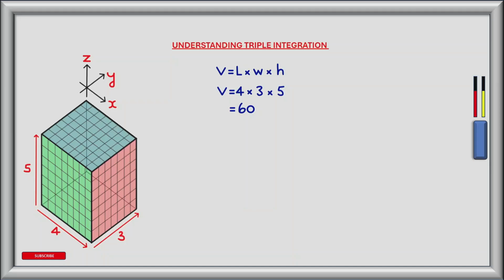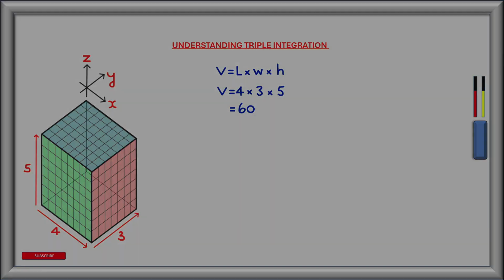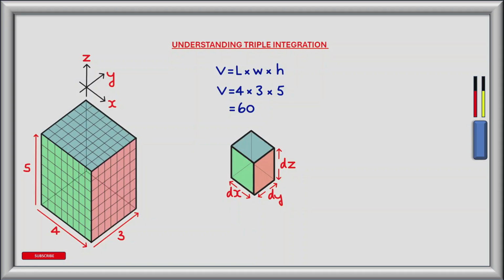Now let's imagine our rectangular cuboid shape is made up of infinitesimally small rectangular cuboids, so small that they're only visible under a microscope. For visual purposes here, I've magnified these in the diagram. Now let's take one of these and look at its dimensions. The length along the x-axis is a tiny chunk of the total length of 4, and we'll refer to it as dx. The width along the y-axis is a tiny chunk of the total width of 3, and we'll refer to it as dy.